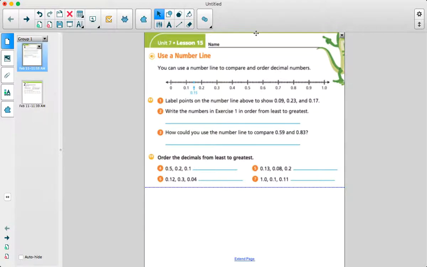Hi, this is Mrs. Naslund, and today we are talking about how to compare and order decimals to the thousandths place. We're going to start by looking at this number line to compare and order decimals.